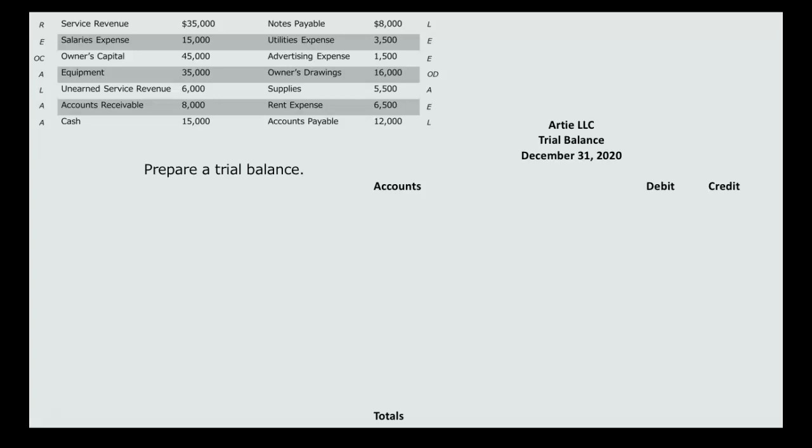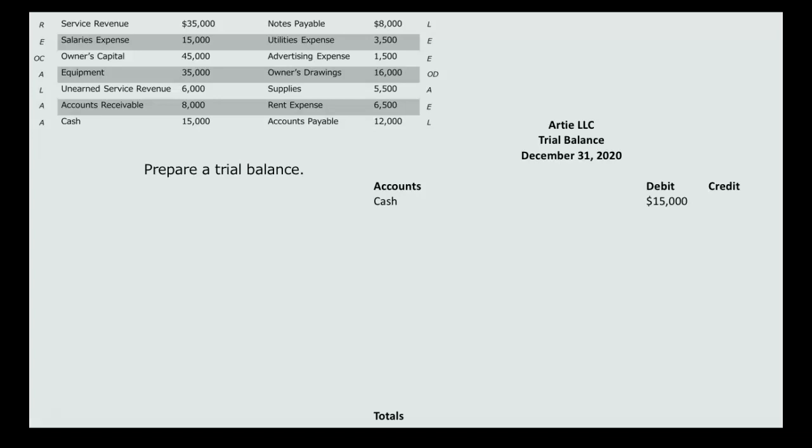And we were also talking about earlier how to know whether to put it in the debit column or the credit column. So assets, owner's drawings, and expenses will all go in the debit column. Liabilities, owner's capital, and revenues will all go in the credit column. So cash is an asset, and we list the $15,000 balance under the debit column.